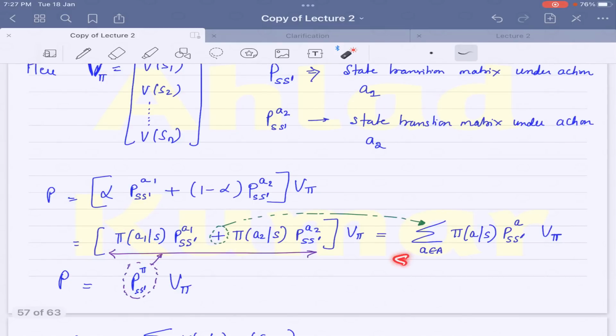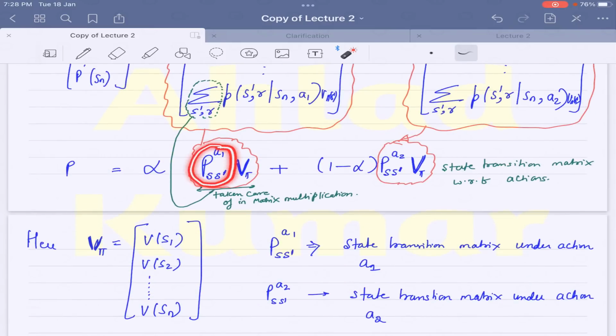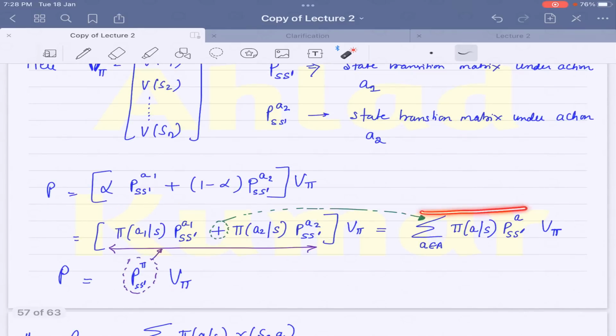If you see this particular expression, you can easily recognize that this is a policy dependent state transition matrix. All the actions that you are taking, the transition matrix that you are creating, is based on the actions that you are taking in that state. As I have already notified here, this PA1 S1 is the state transition matrix under action A1, and this is the state transition matrix under action A2. So this is a policy driven state transition matrix. It's not a normal state transition matrix which we have in our earlier lectures.